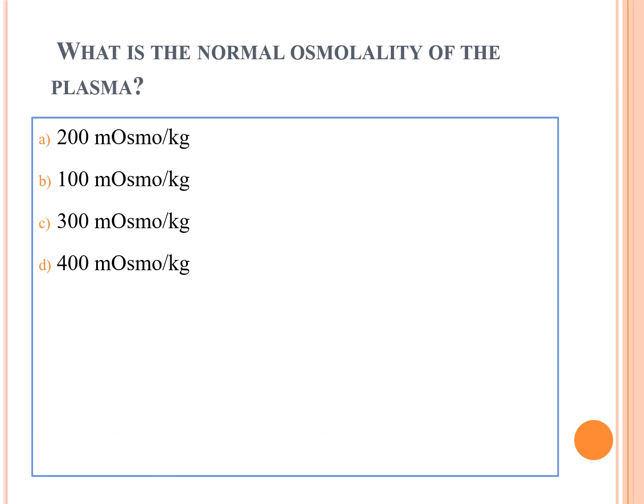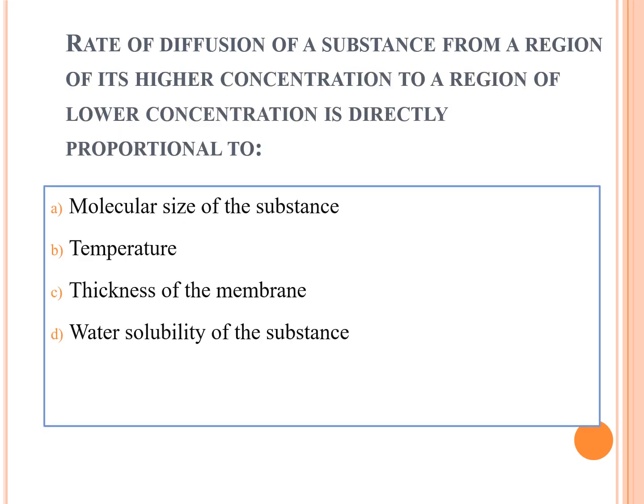So what is the normal plasma osmolality? It is 300 milliosmol per kilogram. I told you 290; the range is 290 to 300 milliosmol. So here the answer is 300 milliosmol per kilogram.